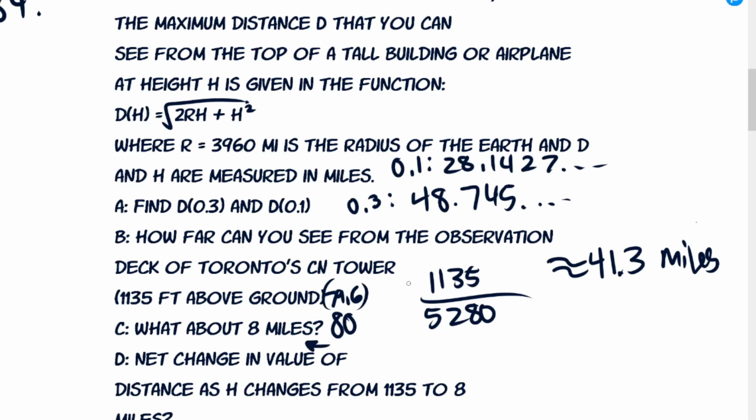And then net change of value and distance as h changes from 0.21 to 8 miles. We can take our 41.3 and our 80 and subtract them. That will give me 80 minus 41.3, which is 38.7 miles.